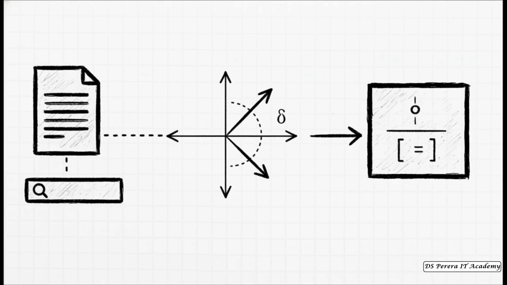So let's look at how a search engine like Google actually uses this. First, documents and your search queries are all represented as vectors.